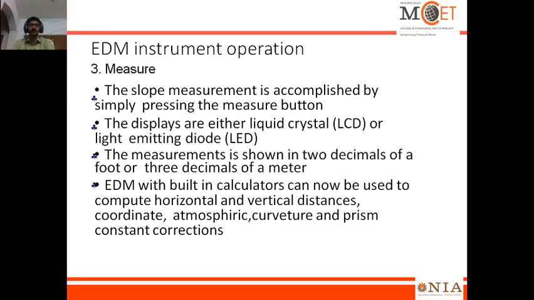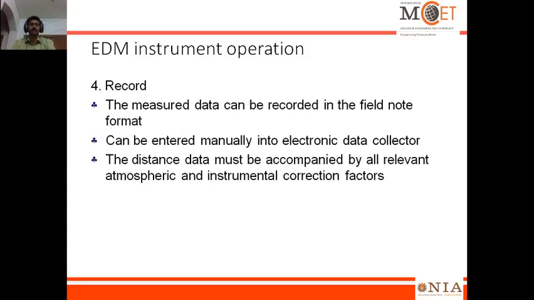Then we can measure. The slope measurement is accomplished by simply pressing the measure button. The displays are either LCD or LED; nowadays LED is available, and touch screens are also available. The measurement is shown in 2 decimals of a foot or 3 decimals of a meter. An EDM with a built-in calculator can now be used to compute horizontal and vertical distance, coordinates, atmospheric curvature and prism constant. Even with the input operation, they give area, volumes, everything.